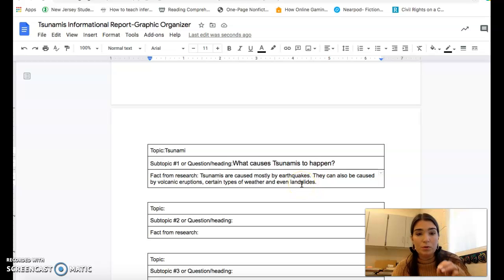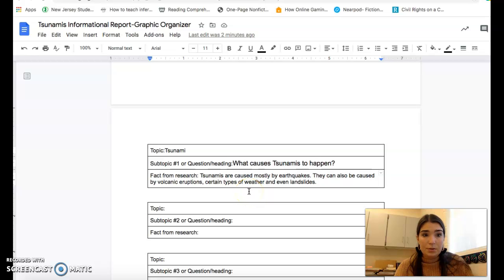So when you go to do this, you want to make sure that you go back to your research, you think about the point that you are trying to make, or whatever the question is that you pose, and then you're going to get that research and put it into this graphic organizer so we have it when we start writing. If you have any more questions, please reach out.